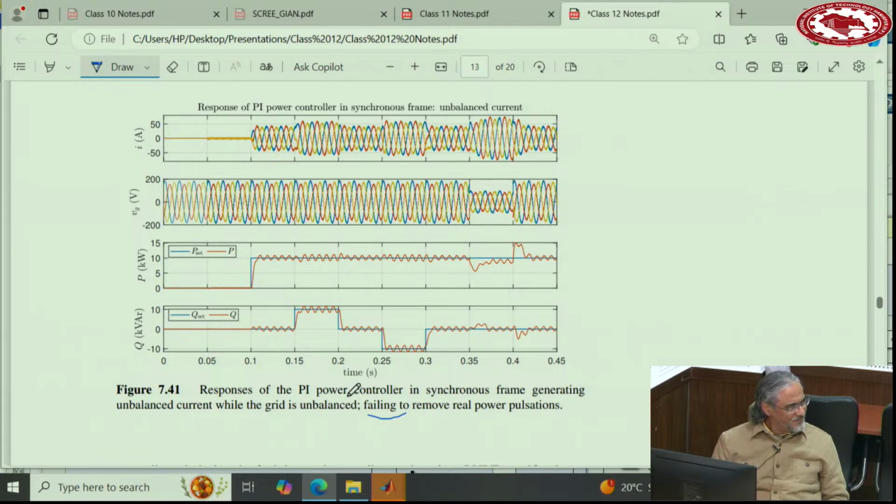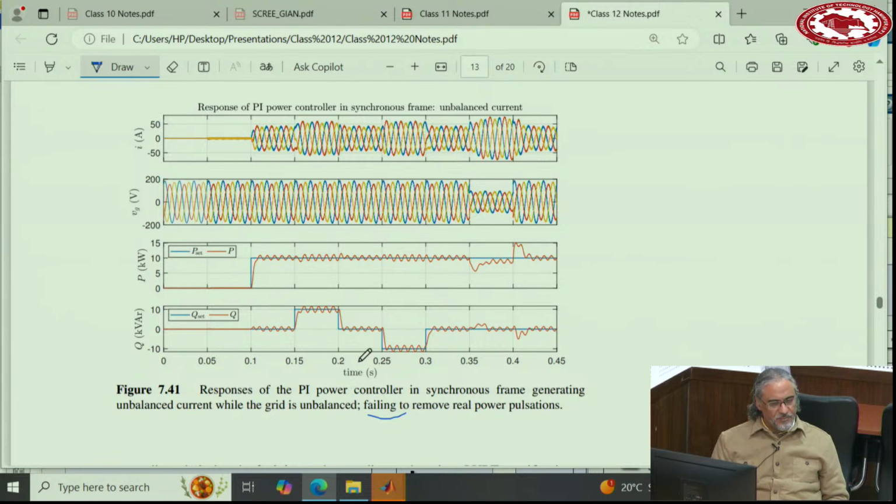The negative sequence component you are not regulating. If you see, only D components are regulated, but to make the pulsation zero, you need the negative sequence component to be present in the current. So I think those negative sequence components are not being regulated perfectly. That's why this pulsation is there.